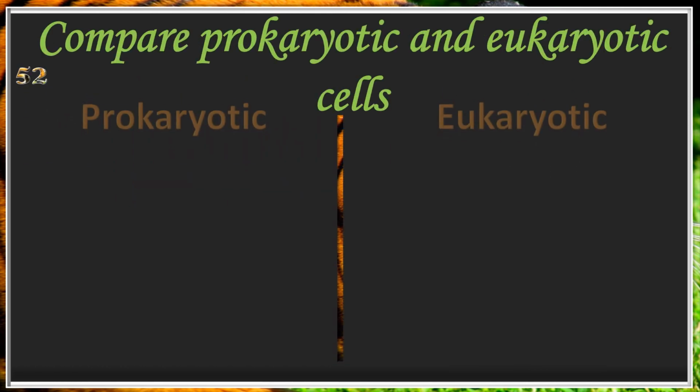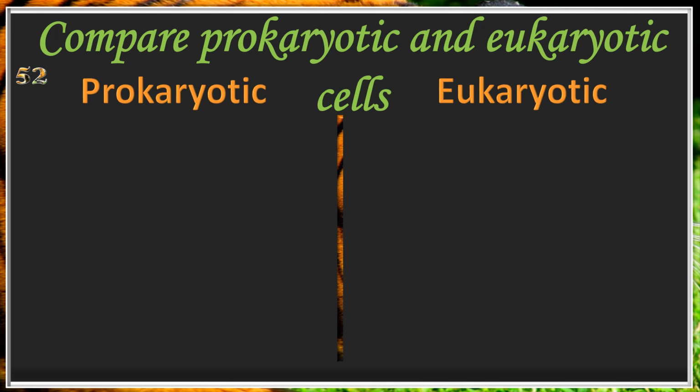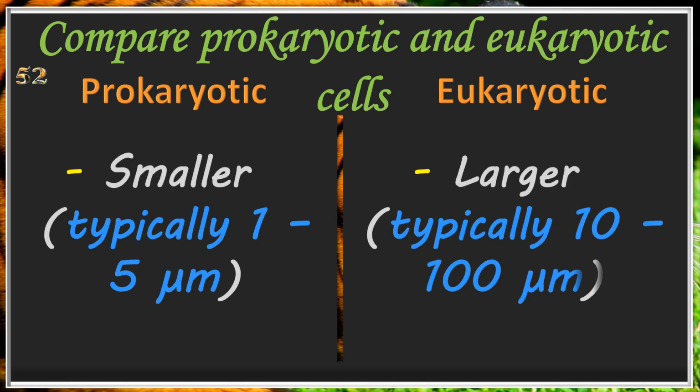We are still comparing the eukaryotics and prokaryotics. Prokaryotic cells are smaller, typically from 1 to 5 micrometers, whereas eukaryotic cells are larger, typically around 10 to 100 micrometers.